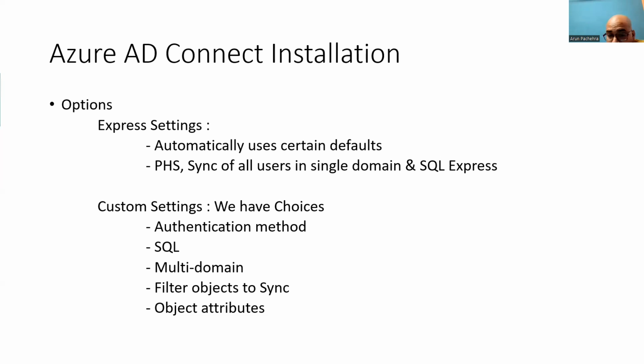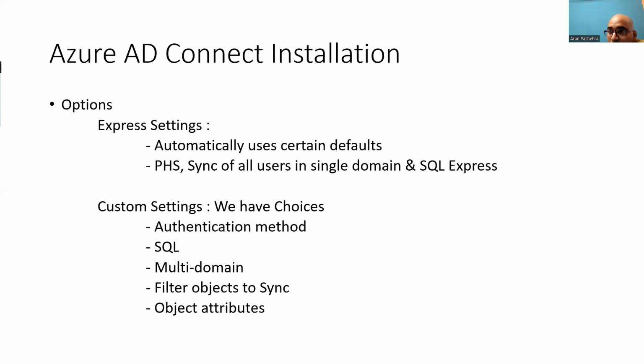We can choose to use built-in SQL, right? Here we have SQL Express. We can use built-in SQL Express database or a licensed SQL server for the sync database implementation. We have a choice here. We can choose our setup to work for a multi-domain scenario. We can choose to filter the objects to sync. We can choose the objects attributes that we want Azure AD Connect to sync. So we have multiple choices here.